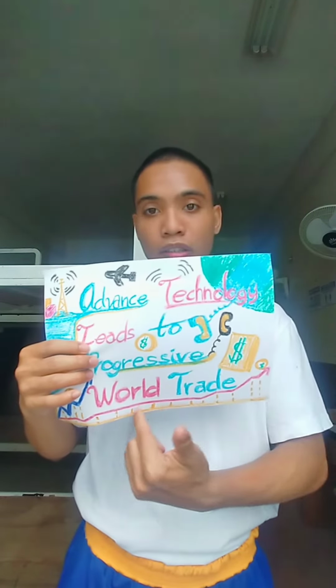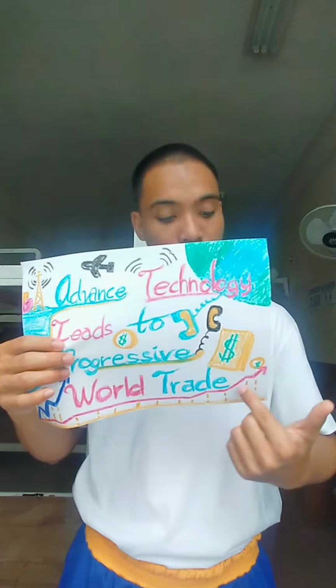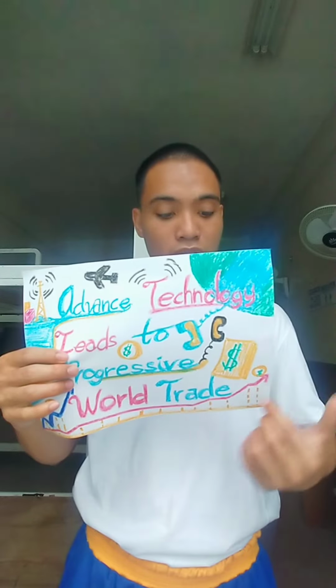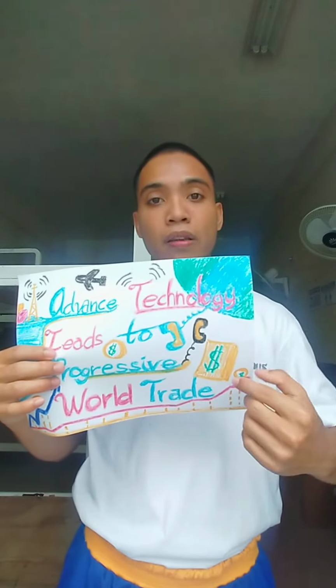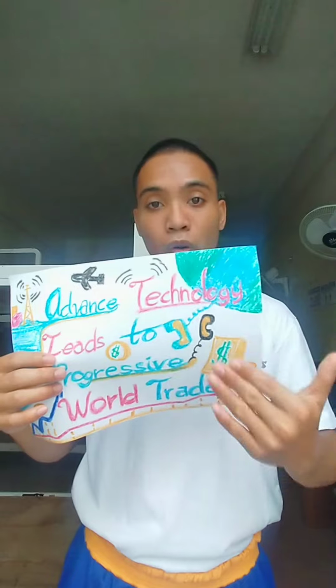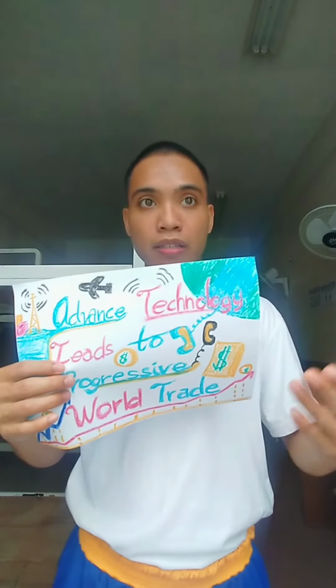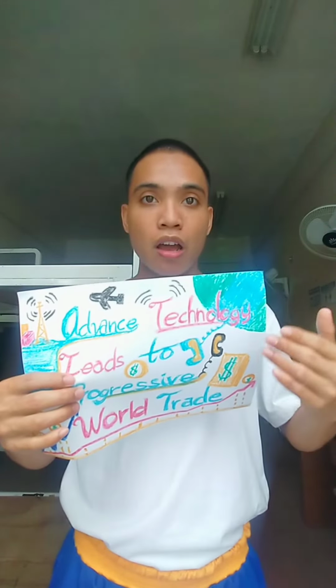e-coins, or electronic coins, which means trading through bitcoins. And also this is the cash, which means that through progressive world trade, it means getting more assets. So that's all for today.